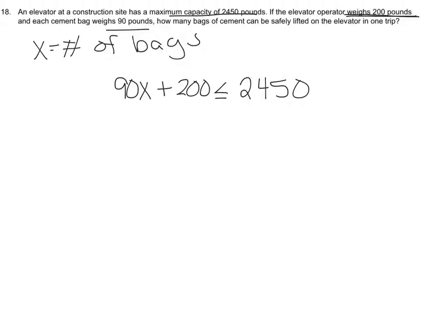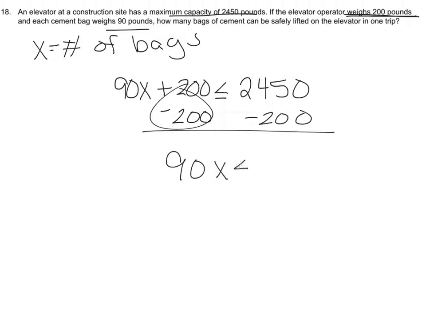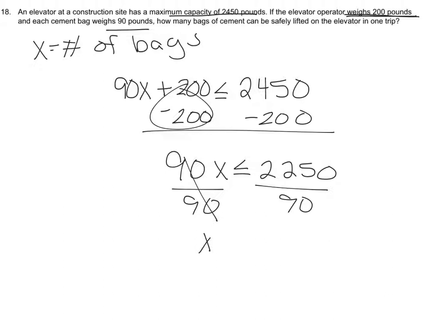In order to solve, we want to isolate the x variable. So I'll subtract 200 from both sides. And we have 90x is less than or equal to 2,250. Next, we'll divide both sides by 90, and we get x is less than or equal to 25. So at most, 25 bags of cement can be safely lifted on the elevator in one trip.